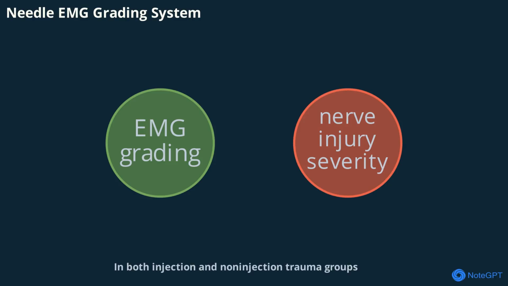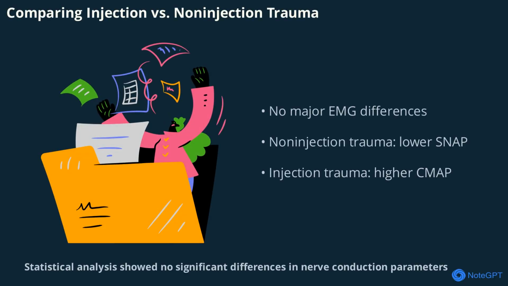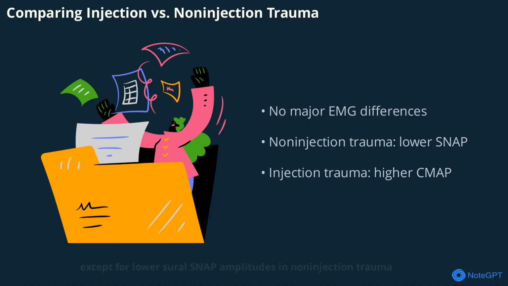In both injection and non-injection trauma groups, grade 2 findings were most common in the gastrocnemius medialis muscle. Higher grades were more frequently observed in peroneal division innervated muscles, such as the tibialis anterior and biceps femoris short head. Statistical analysis showed no significant differences in nerve conduction parameters or needle EMG findings between injection and non-injection trauma groups, except for lower sural SNAP amplitudes in non-injection trauma. This suggests that non-injection traumas may cause more severe sensory nerve damage. However, peroneal and tibial CMAP amplitudes tended to be higher in injection-related injuries, though not statistically significant in this sample.